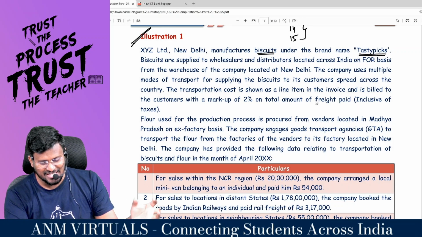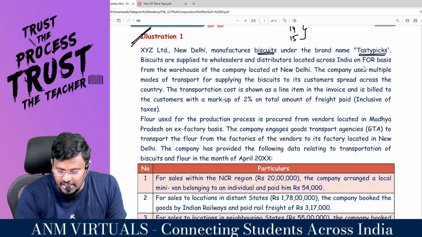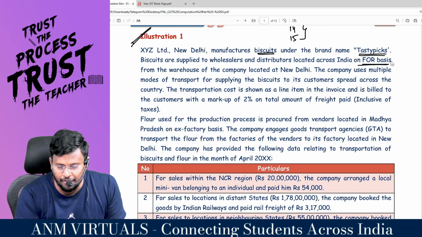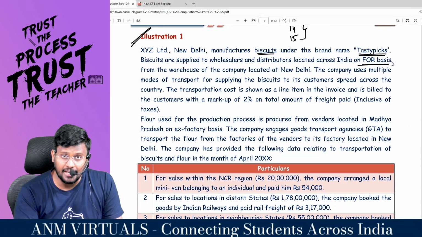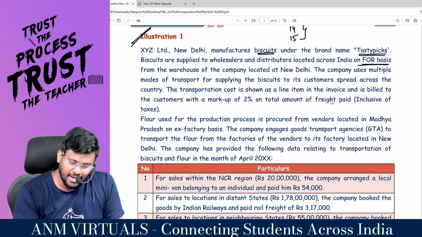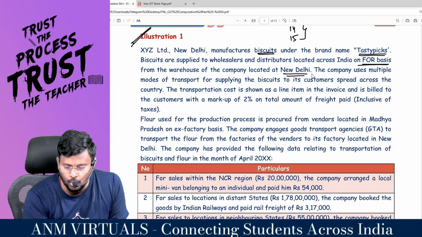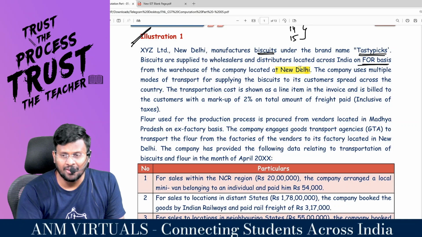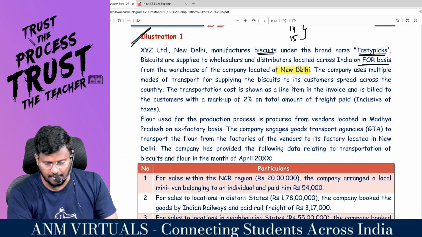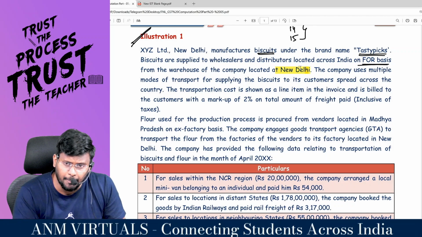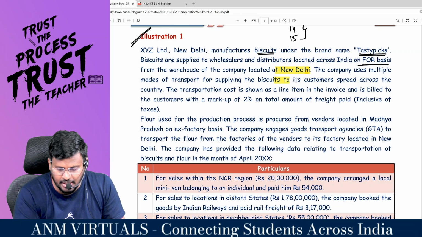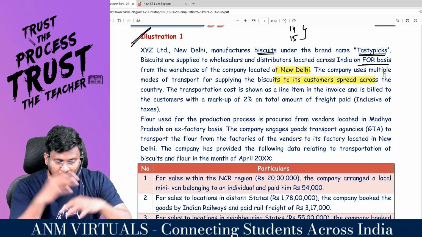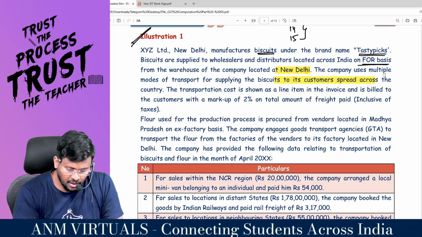Biscuits are supplied to warehouses and distributors located across India on FOR basis, freight on road, from the warehouse of the company located at New Delhi. So the warehouse is situated in New Delhi. From the warehouse, they are selling or transferring the goods to various places. The company uses multiple modes of transport for supplying the biscuits to its customers, spread across the country.